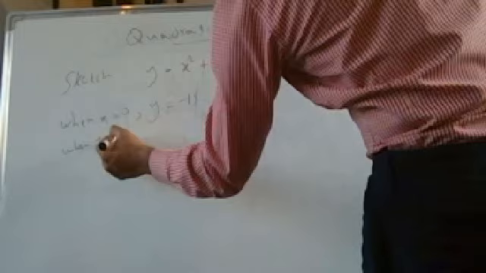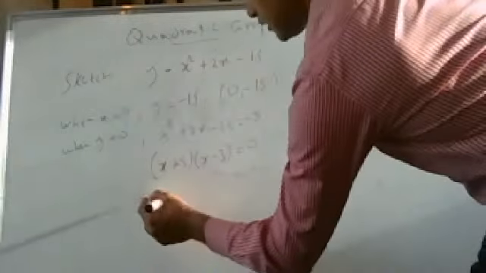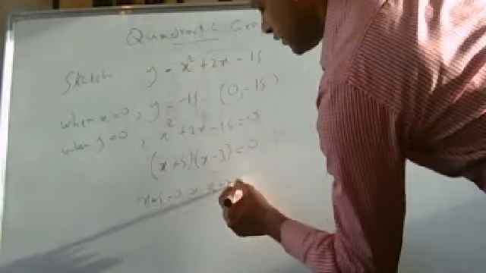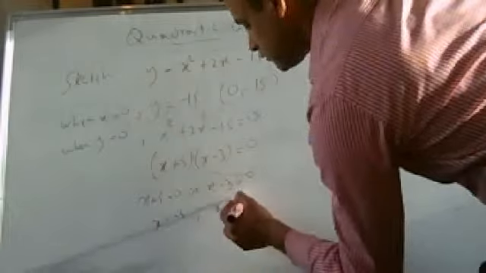Now if you want to work out the x-intercept, it takes a little bit more work, because when y equals 0, that means x squared plus 2x minus 15 equals 0. So what we have here is a quadratic equation. You can clearly see this is factorizable. If you factorize it, it will be (x plus 5)(x minus 3) equals 0. So x plus 5 equals 0, or x minus 3 equals 0. That means x equals minus 5, or x equals 3.